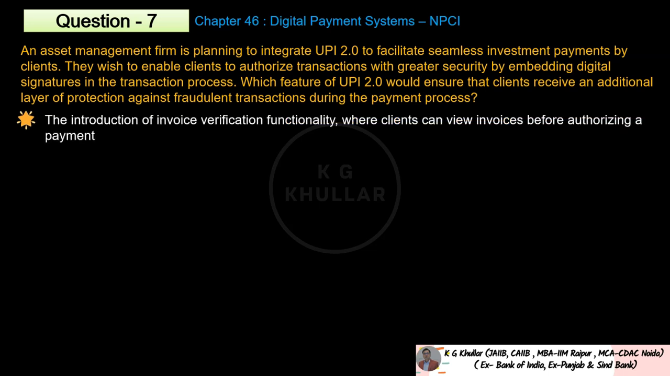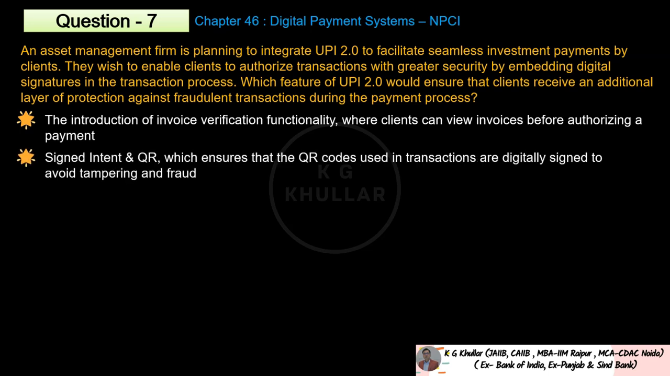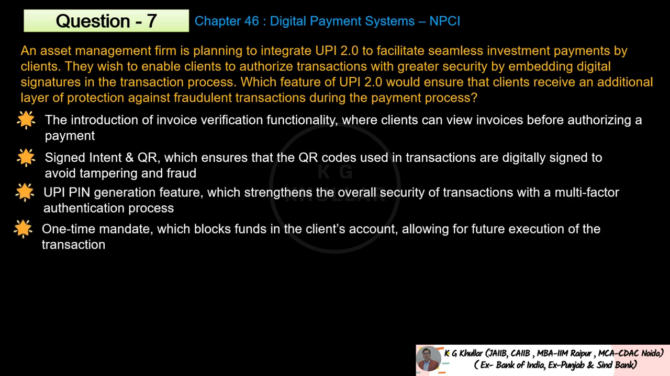That is, first option is the introduction of invoice verification functionality, where clients can view invoices before authorizing a payment. Then second option B is signed intent and QR, which ensures that the QR codes used in transactions are digitally signed to avoid tampering and fraud. Then third option C is UPI pin generation feature, which strengthens the overall security of transaction with a multi-factor authentication process. And last option D is one-time mandate, which blocks funds in the client account, allowing for future execution of the transaction.